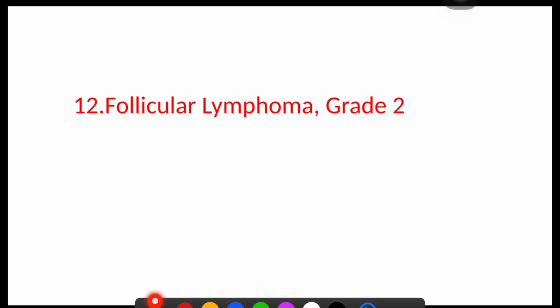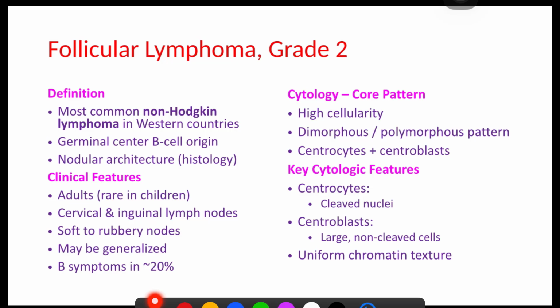Now all the lesions we have discussed so far are non-malignant. Some malignancies like follicular lymphoma grade 2 also show a polymorphous lymphoid population, so it is very important to rule out lymphoma in rare cases. By definition, it is the most common non-Hodgkin's lymphoma, mostly seen in western countries, of germinal center and B cell origin, and histologically there is nodular architecture.